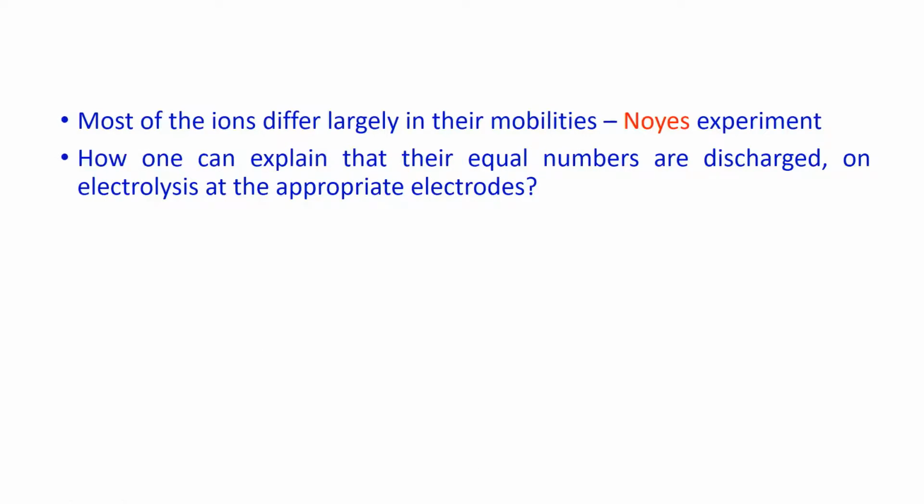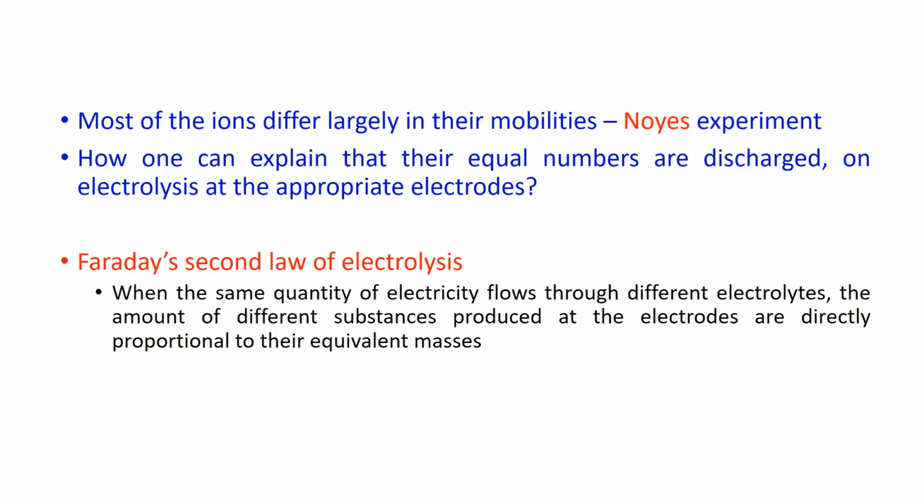Now the question arises, how one can explain that their equal numbers are discharged on electrolysis at the appropriate electrodes. Faraday's second law of electrolysis states, when the same quantity of electricity flows through different electrolytes, the amount of different substances produced at the electrodes are directly proportional to their equivalent masses. This can be explained with the help of the theoretical device given by Hittorf.